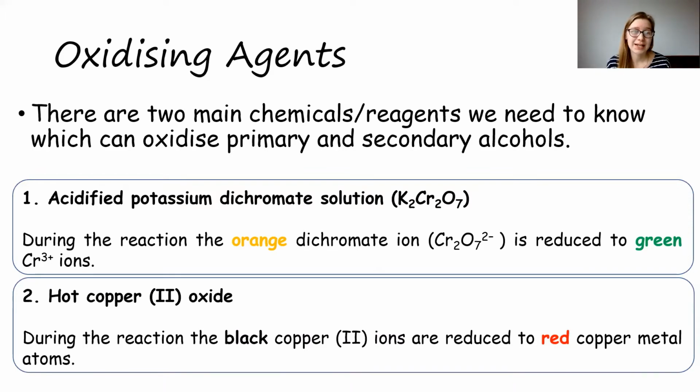We can also oxidize primary and secondary alcohols using hot copper 2 oxide. I think some pupils carried out this experiment before Christmas. During that reaction, the black copper 2 oxide is reduced to red copper metal. So we actually see copper forming. Those are 2 examples of oxidizing agents that oxidize primary and secondary alcohols. They wouldn't work for tertiary alcohols. We need to know the names of those and the relevant color changes.